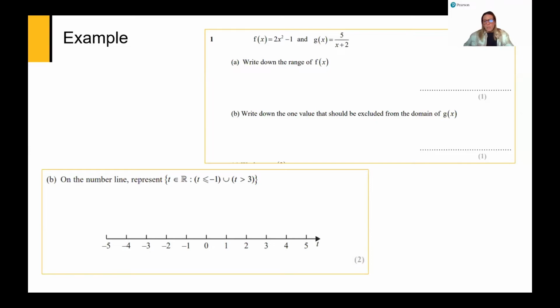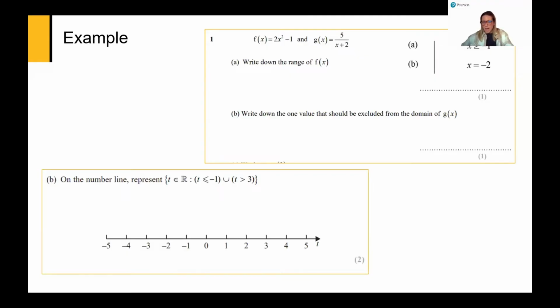So question 1, we've got a function f of x being 2x squared minus 1, and a function g of x being 5 over x plus 2, and the students are being asked to write down the range of the function f of x. And then they're writing down one value that should be excluded from the domain of g of x. So I've taken a snippet out of the mark scheme. Of course, we're looking for f of x greater than or equal to -1 for the range of f of x.